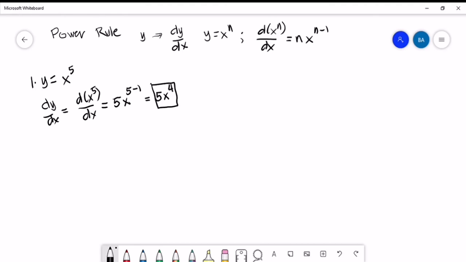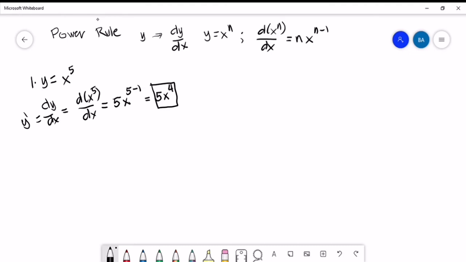So this is already the answer. We could say that y is equal to x raised to 5. The first derivative of x raised to 5 with respect to x is 5x raised to 4. Or dy dx or y prime, they are just the same. Y prime or dy dx is equal to 5x raised to 4.